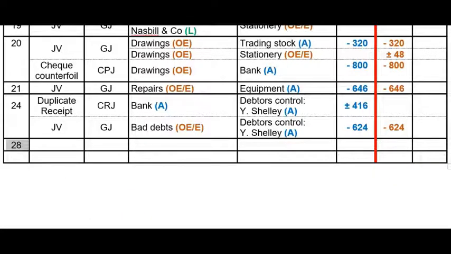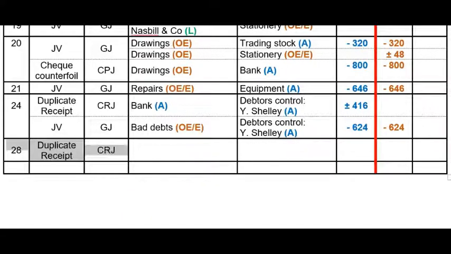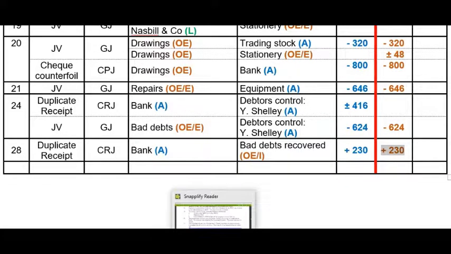On the 28th, we will issue a duplicate receipt in the CRJ. Bank, which is an asset, is debited. Bad debts recovered is an income account, owner's equity income, that is credited. Because an asset is debited, you plus in assets, and because an owner's equity account is credited, it increases owner's equity. I hope you took note of that one.